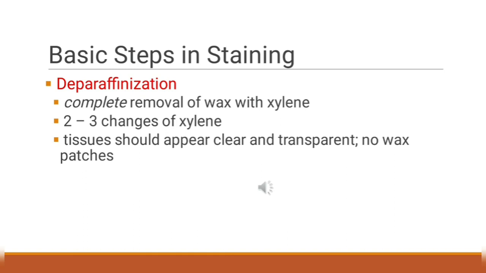Paraffinization is the removal of wax, and it is done usually with xylene. It is essential to remove the wax completely, otherwise subsequent stages will not be possible. At least 2 to 3 changes in xylene are needed in order to ensure complete removal. Sections at this stage should appear clear and transparent, and the presence of any patches indicates the presence of wax, so sections should be kept longer in the xylene.